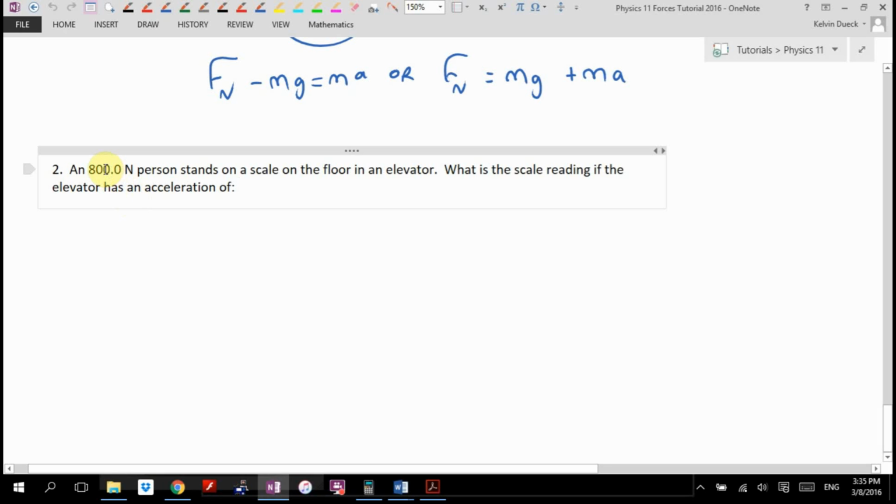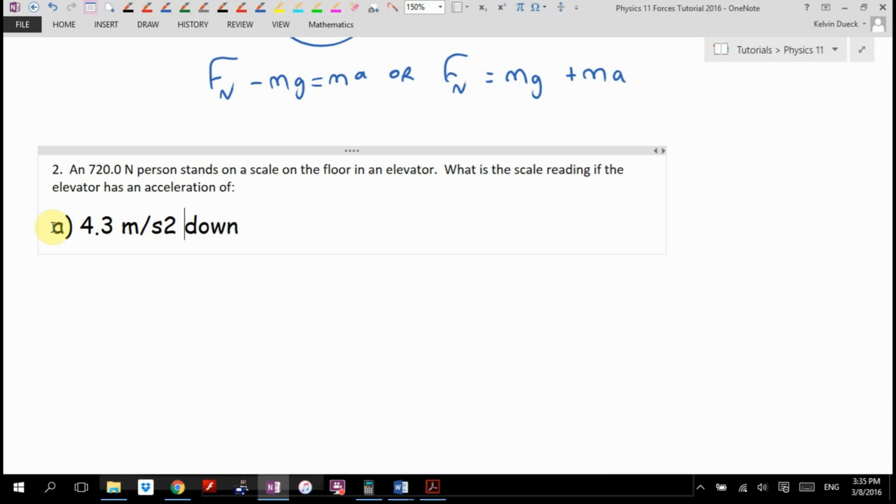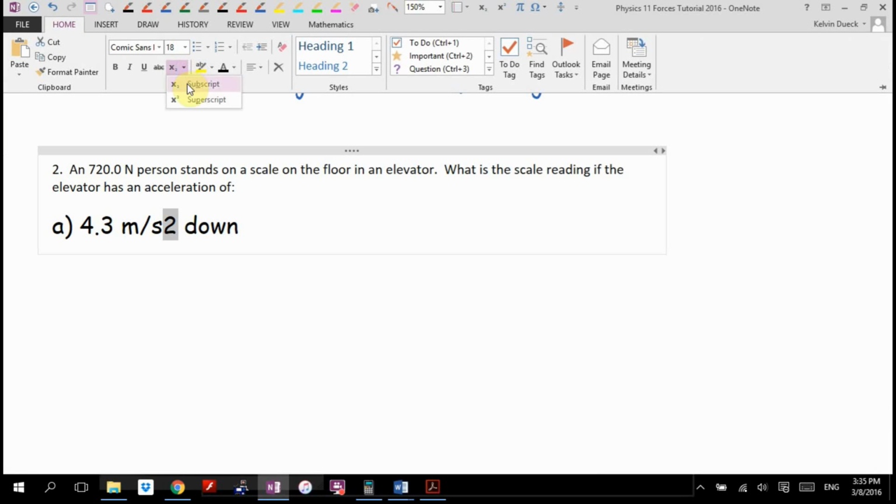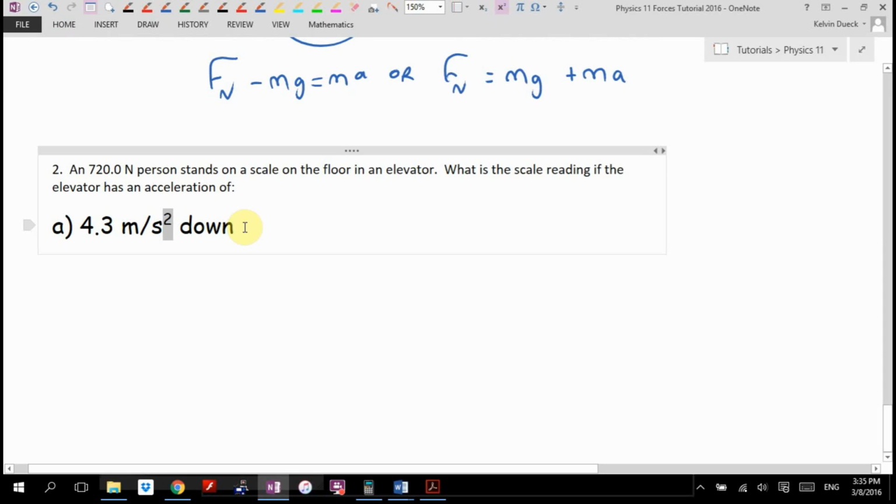Let's make the person, I don't know, 720 newtons. If the elevator has an acceleration of 4.3 meters per second squared down. No, I don't want that. I want superscript. Now, some of you may be good enough that you can see the equation now, and if you've reached that point in your homework, I'm okay with it.